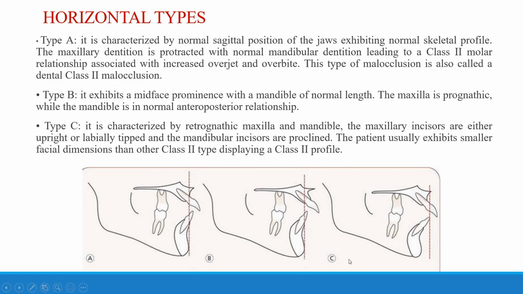Type C is characterized by a retrognathic maxilla and mandible, but the maxillary incisors are either upright or labially tipped, and the mandibular incisors are proclined, as you see here. The patient usually exhibits smaller facial dimensions than other class 2 types, displaying a class 2 profile.